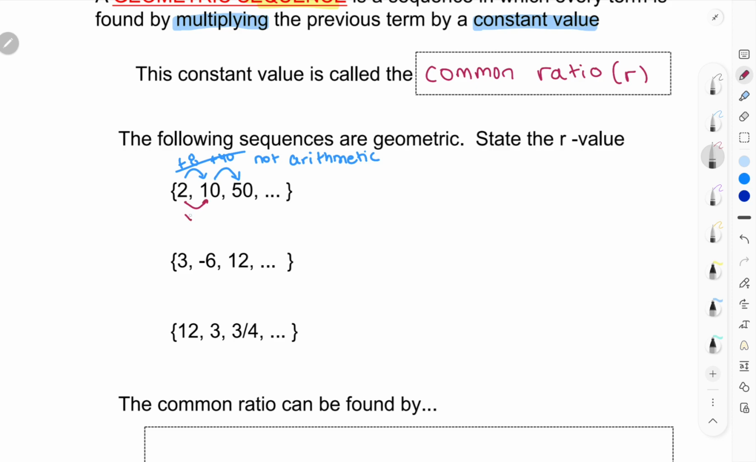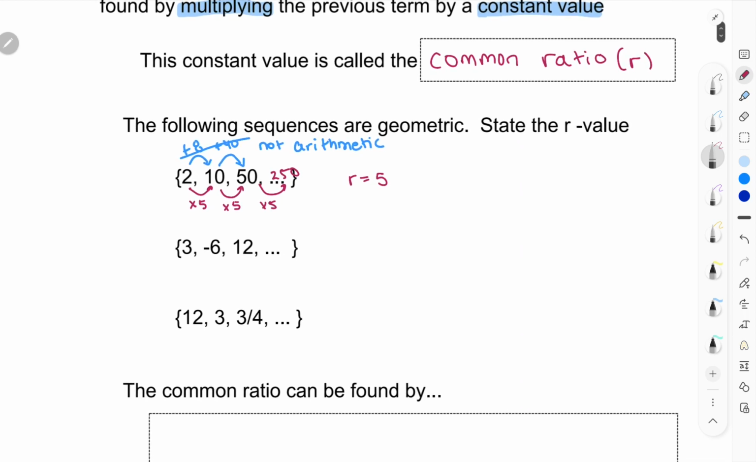But if I go from 2 to 10 through multiplication by 5, and I go from 10 to 50, I'm multiplying by the same amount. So I'm increasing, I'm growing, but through a common ratio or a common multiple, right? And so the next term, if I multiplied by 5 again, I would get 250, right? Multiply again, 1,250. And so my R value is 5 because I'm multiplying by 5 each time.